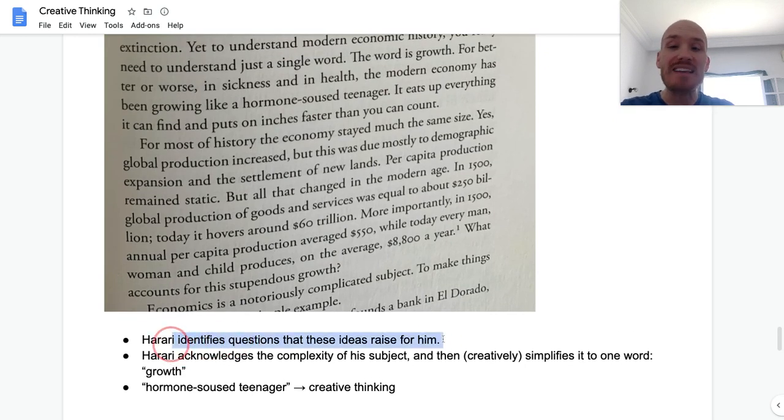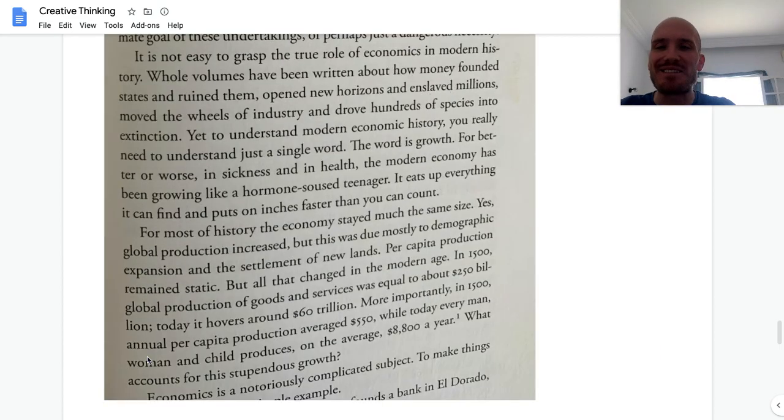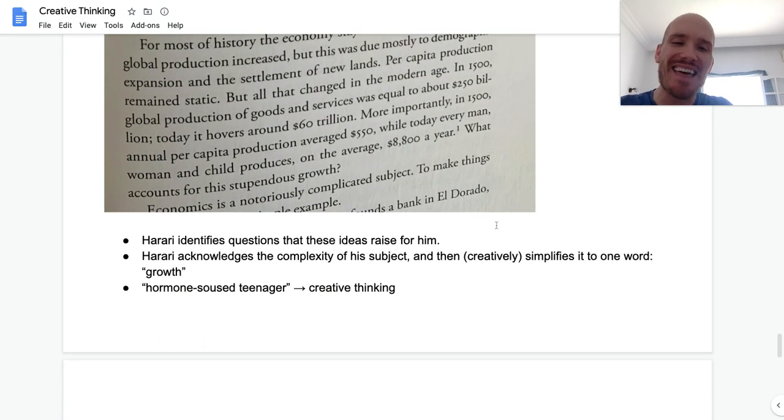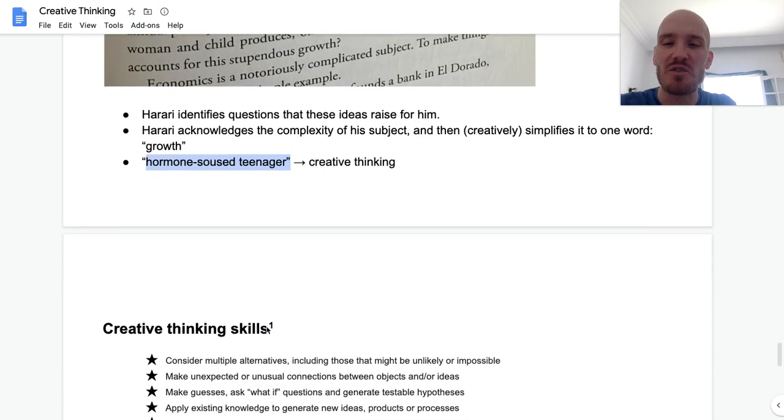As I said, Harari identifies questions that these ideas raise for him, and that question suggests a focus for the chapter. Harari does something else in this paragraph that's so beautiful. He acknowledges the complexity of the subject, economics and history. What does he say? It's not easy to grasp the true role of economics. Volumes have been written. He acknowledges that complexity, and then, creative thinking, creatively simplifies it to one word, growth. And he takes that further with this hormone-soused teenager. Now that is creative thinking.